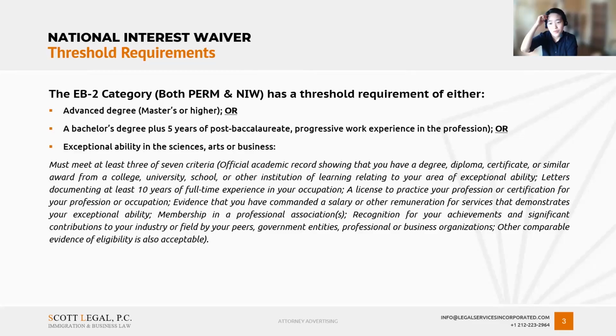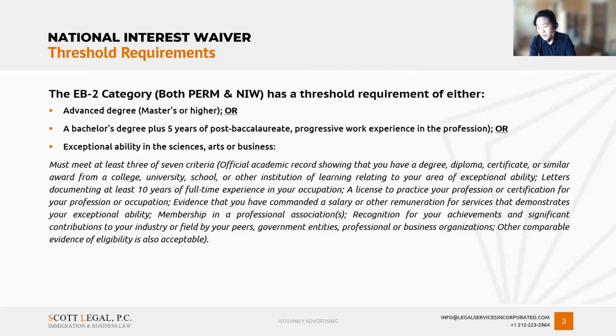All right, so now let's talk about the threshold requirements, which is the minimum requirement before you can even try for the NIW argument, which is governed by the three-prong Matter of Dhanasar test. But before that, you do need to still show that you meet the EB2 threshold. So how do you meet the EB2 threshold? Either you show that you have an advanced degree, which is defined as a master's degree or higher. Or another way you can show that you're an advanced degree professional is that if you have a bachelor's degree and if you have 5 or more years of progressive work experience in your field after you had received your bachelor's, then you can also qualify as an advanced degree professional.